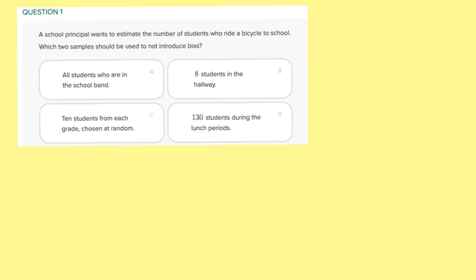To gain a good representation of the school, the number of people in the sample should not be too small. It should also be such that they are chosen in a randomized way as possible. So the 2 good answers here are C and D.